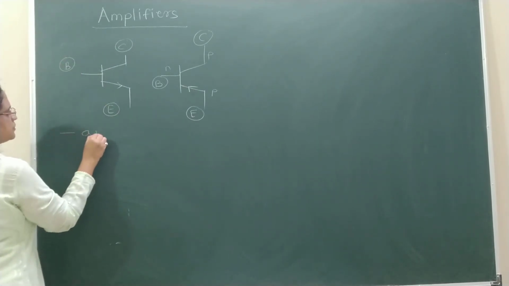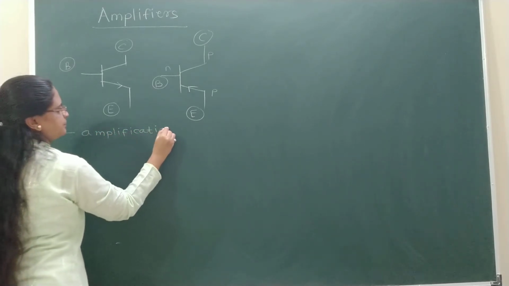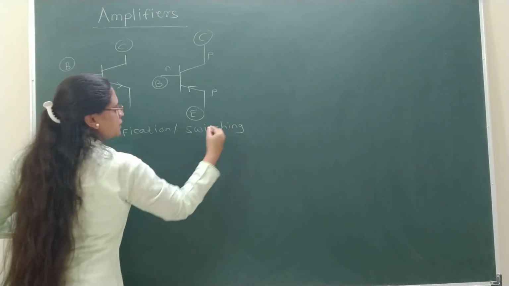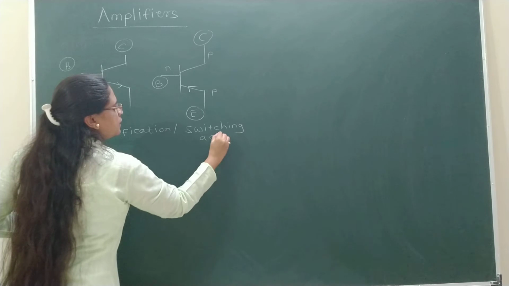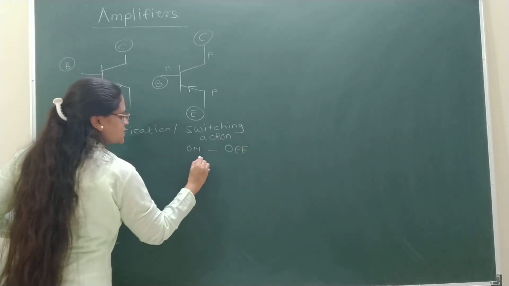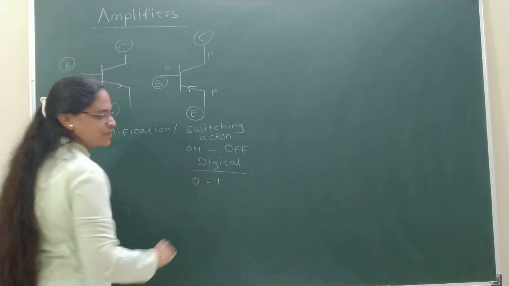It can be used for amplification as well as for switching action. So a transistor can be used as a switch. On and off is used in digital circuits where 2-state operation takes place, the language of 0 and 1.